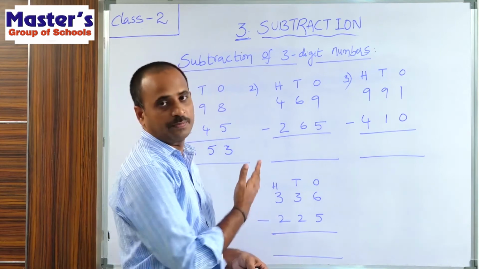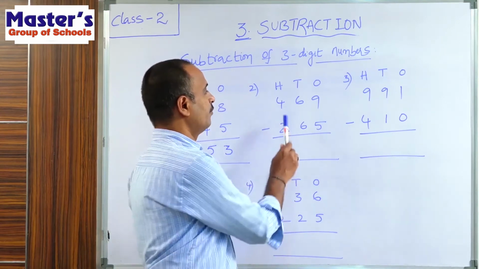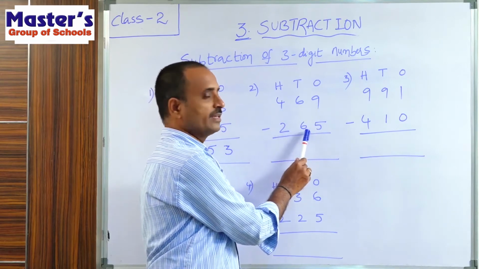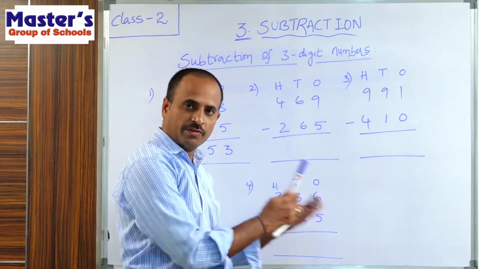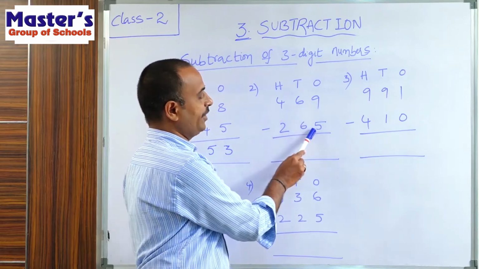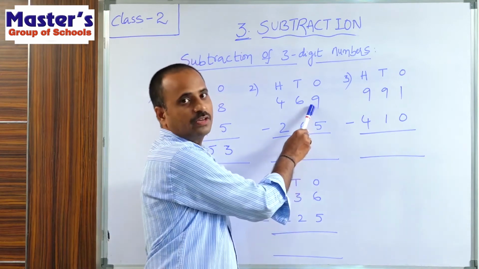In the second subtraction, 2 numbers are given here also. The first number is 469 and the second number is 265. So let us start subtraction from the ones place. What are the digits present in the ones place? 9 and 5 are present in the ones place. So what is the first digit? 9 is the first digit.